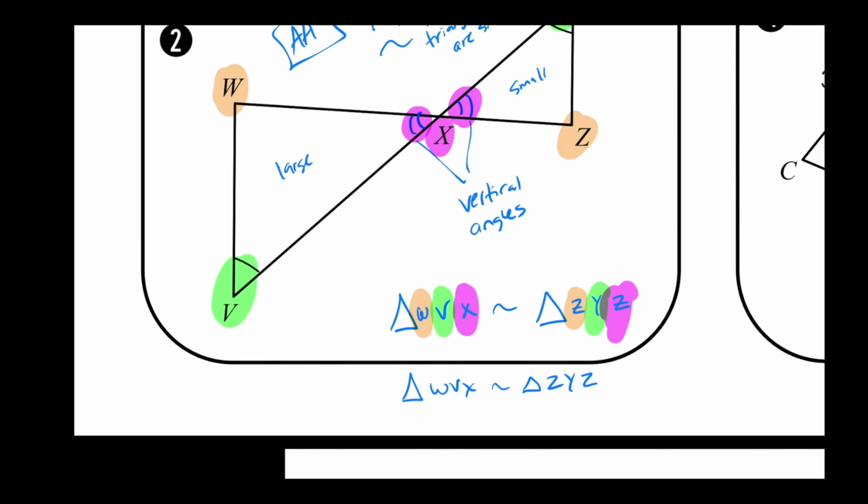Wait, I did this wrong. Sorry about that. Thank you. Yes, someone caught it. That's not another Z. That's an X. Thank you. And that's an X. There you go. Now you can use the colors, but make sure you write in the letters too.